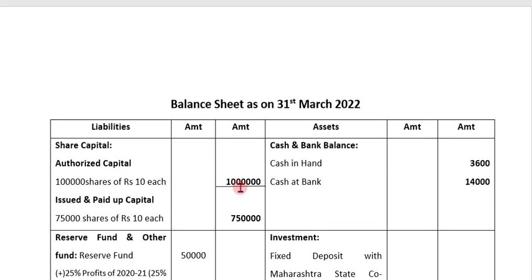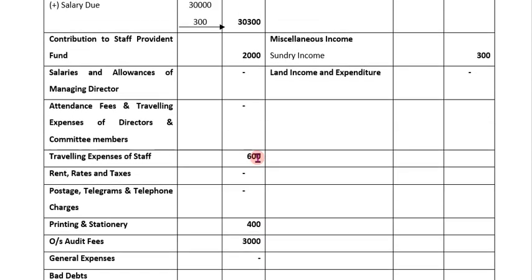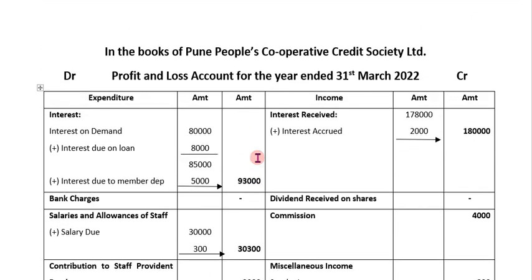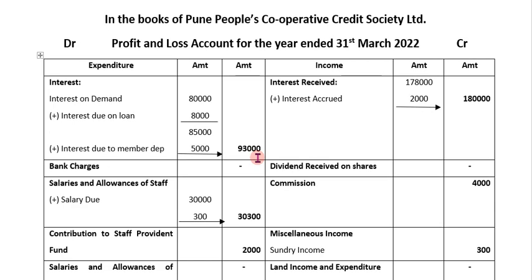In my first lecture on the topic final accounts of cooperative credit society, I explained the format of the profit and loss account and balance sheet. So you can refer to that lecture to understand how to prepare the profit and loss account and balance sheet of a cooperative credit society.